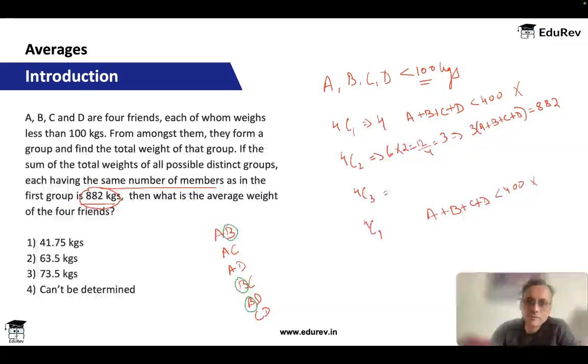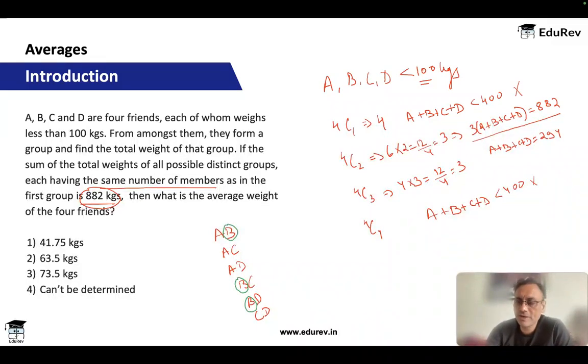If you take 4C3, 4C3 is also 4, but there are 3 members per group, so total of 12 members. I have only 4 members, so each person here also gets repeated 3 times, so the equation would be same. Okay, now if you see, that means A plus B plus C plus D is divisible by 3, so it'll give you 294. A, B, C, D is 294, and the question is the average weight of the 4 friends. So average weight will be this divided by 4. This divided by 4 will give you 73.5. Okay, so your answer is going to be the third choice.